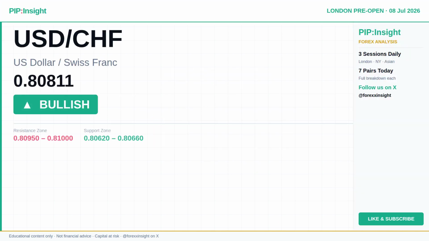Dollar Swiss. The chart is showing bullish structure on this session. The 4-hour trend is to the upside and the 1-hour is also pointing higher. Resistance is marked between 0.8095 and 0.81. Support is marked between 0.8062 and 0.8066. Here is the full chart breakdown.